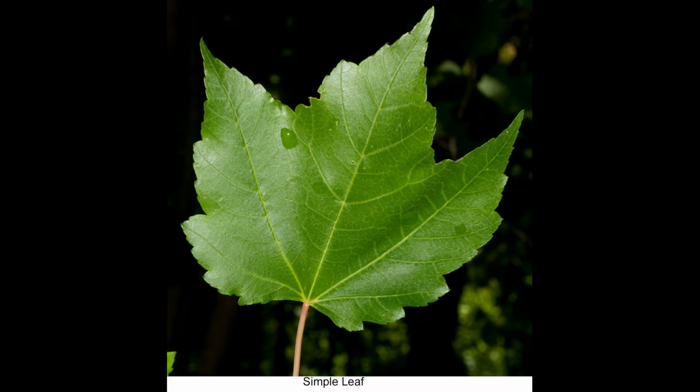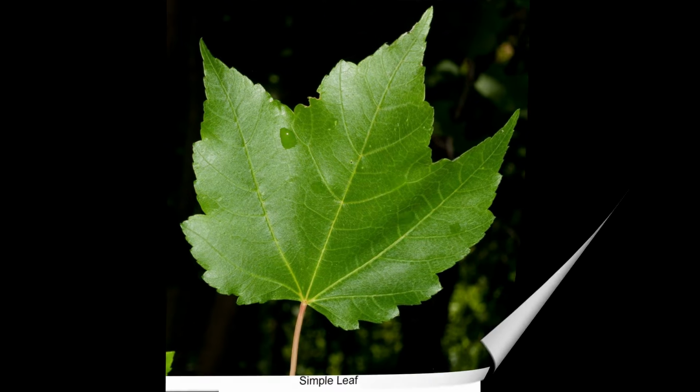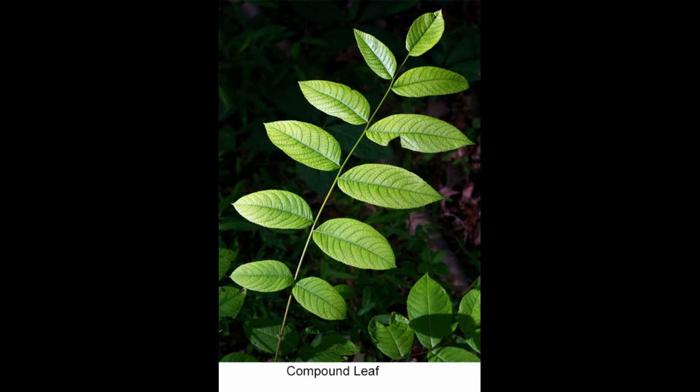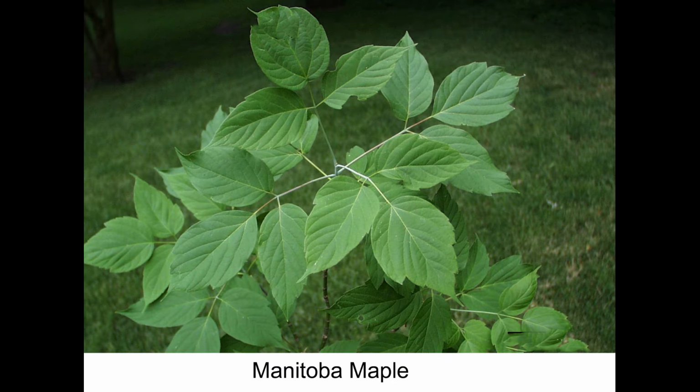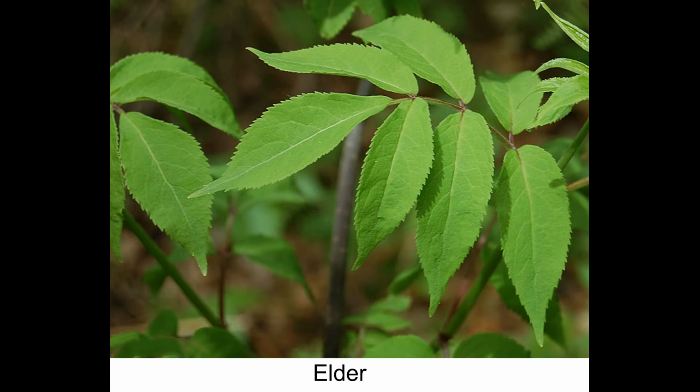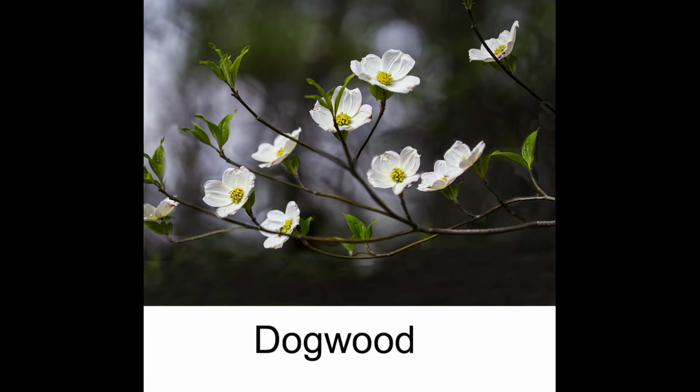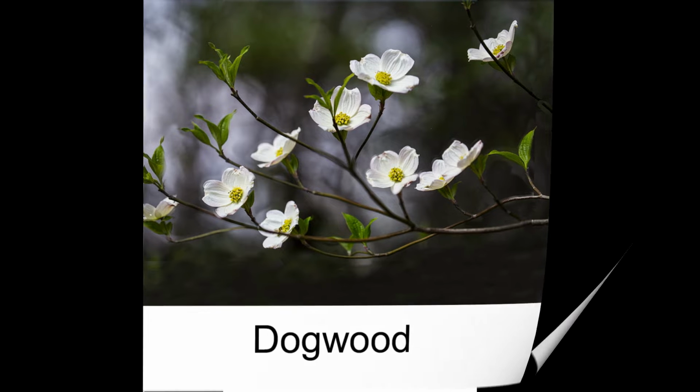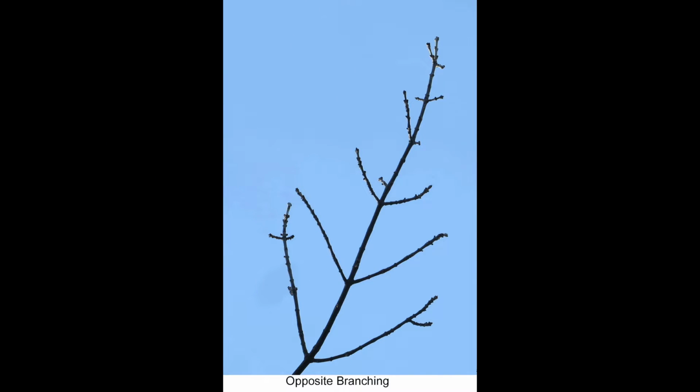The next thing to look at is if the leaves are simple or compound. Compound leaves have smaller leaflets coming off the main leaf stem. With the exception of the Manitoba maple, also known as the box elder, and elders, maple leaves are not compound. Neither are the dogwoods. So if we see opposite branching and compound leaves, it can only be the ashes, the elders, or the Manitoba maple.